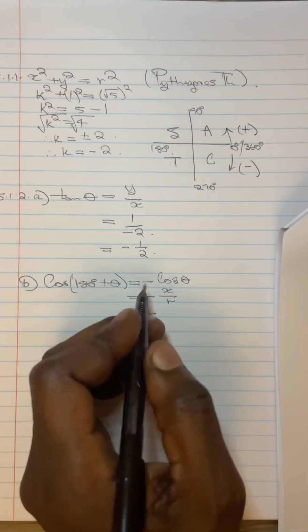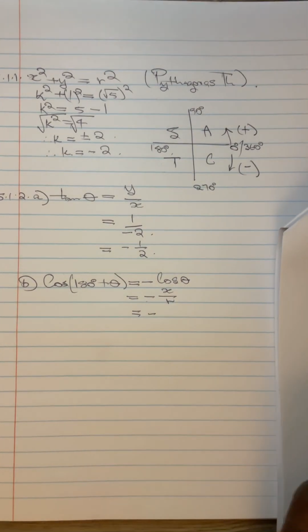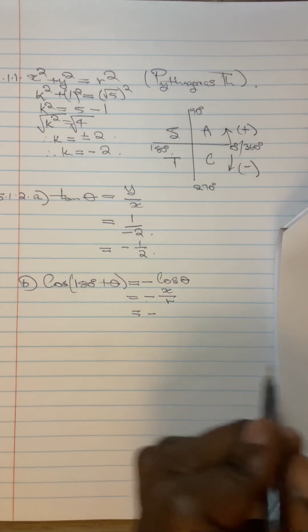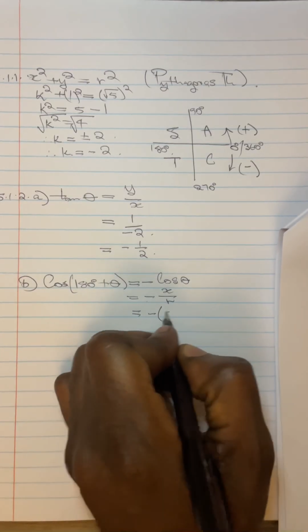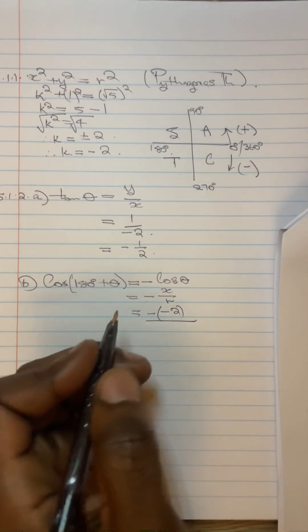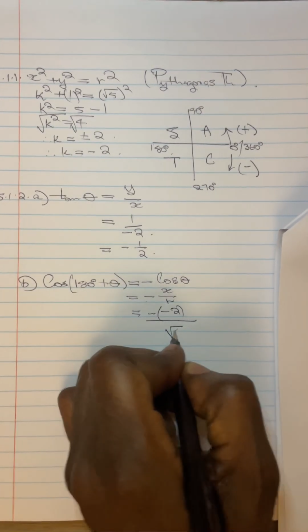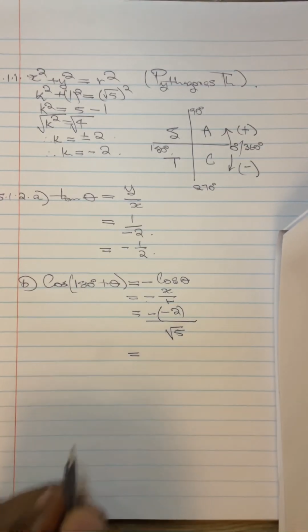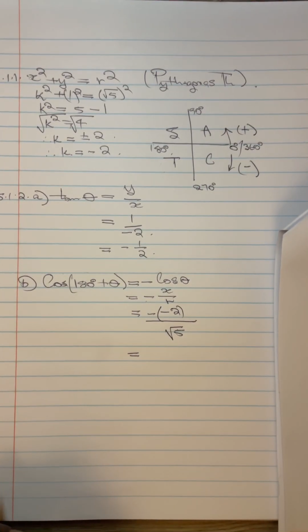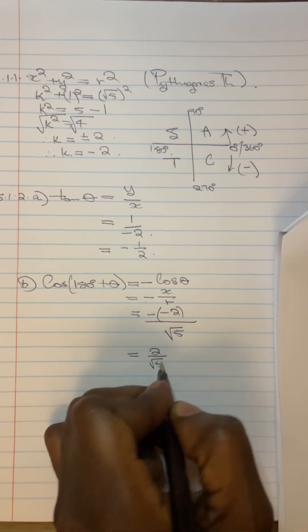Which equals minus my x, in this case. Look at my x. My x is basically going to be minus 2, which is the value of k, all over the root of 5, which in this case is our hypotenuse. Therefore, I'll be having 2 over the square root of 5 as my final answer.